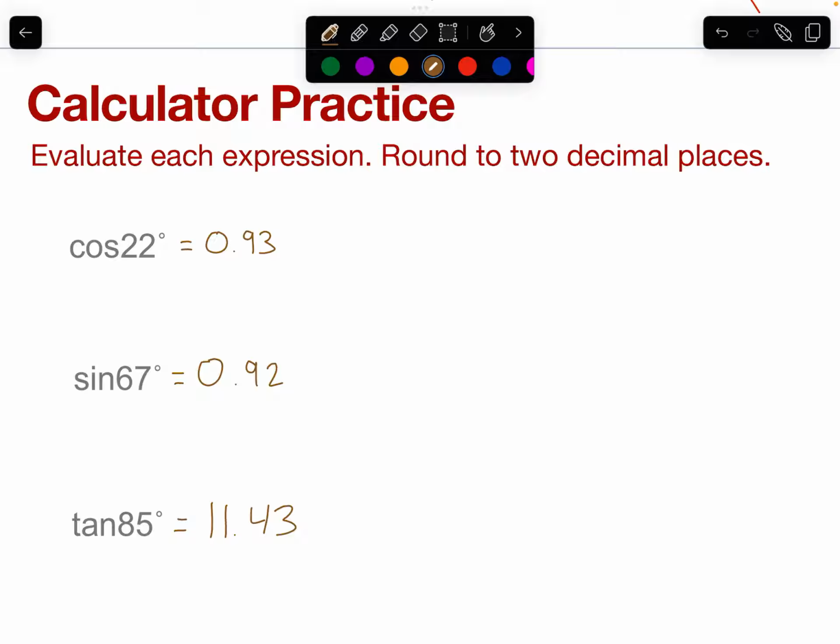Notice that cosine and sine give us values less than 1. We'll talk more about that in the next chapter. Tangent gives us a number quite larger than 1, and we can talk about that in the next chapter as well. But this was just some basic calculator practice so that we can move on now to the next step.